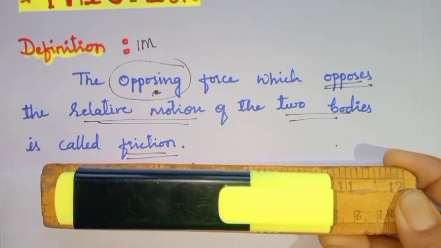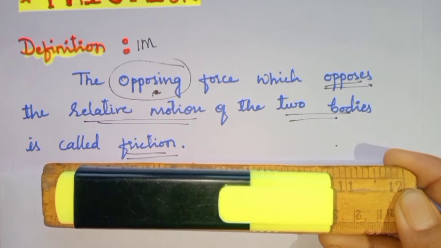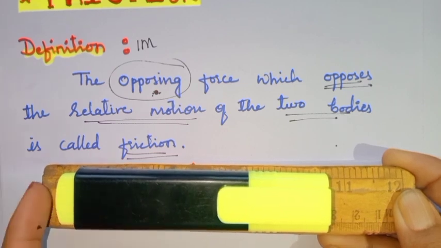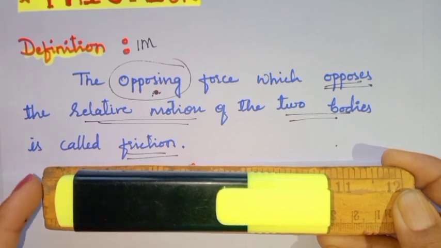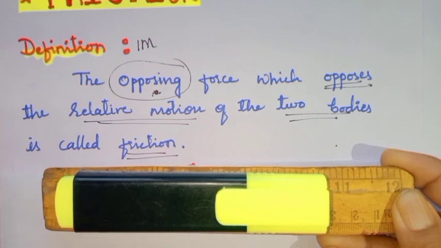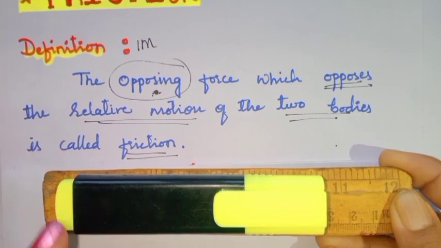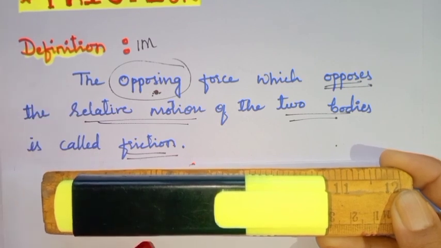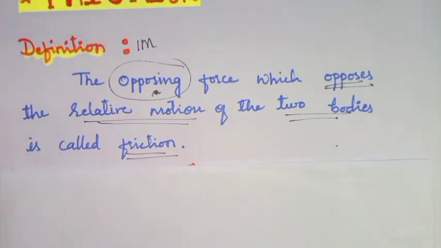And keep one thing in mind: the opposing force comes into play only when the object tries to move. You have to understand clearly here that the definition of friction says it is the opposing force to relative motion between the two bodies. Is it clear? To make you understand clearly, now I will show you an animation.